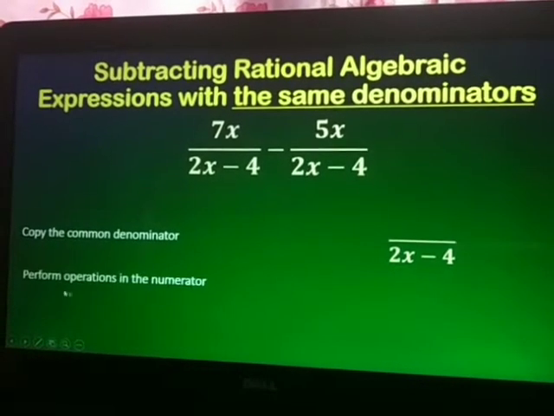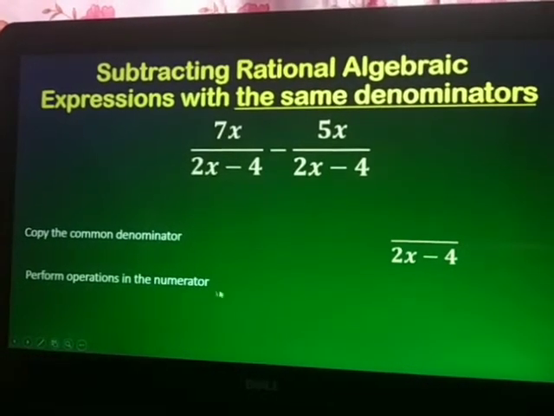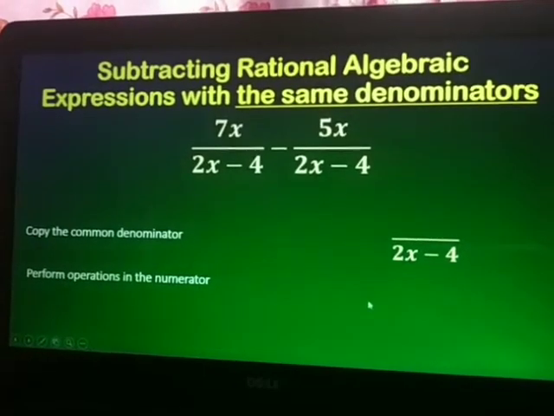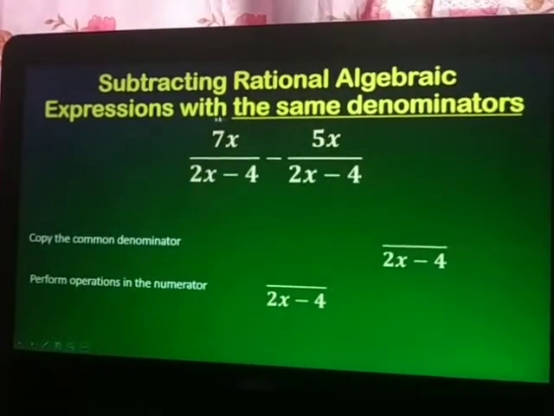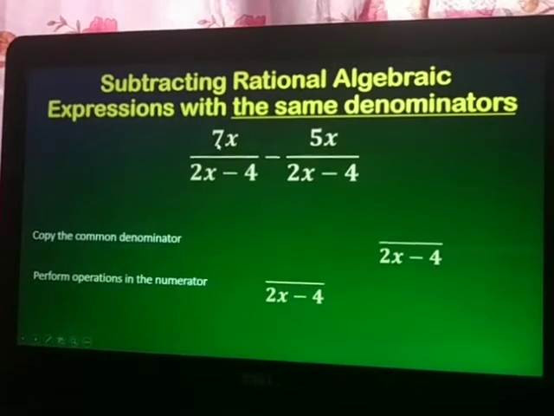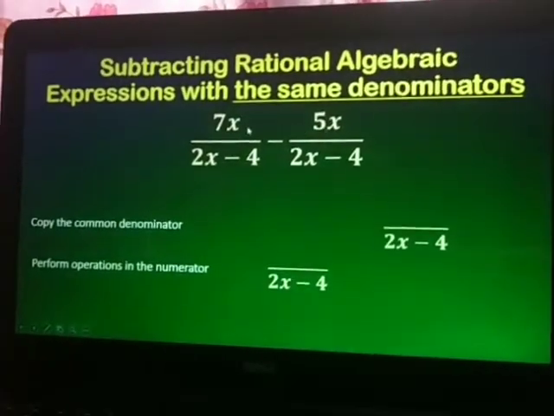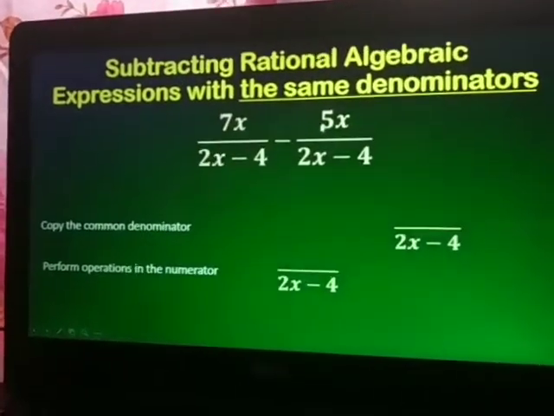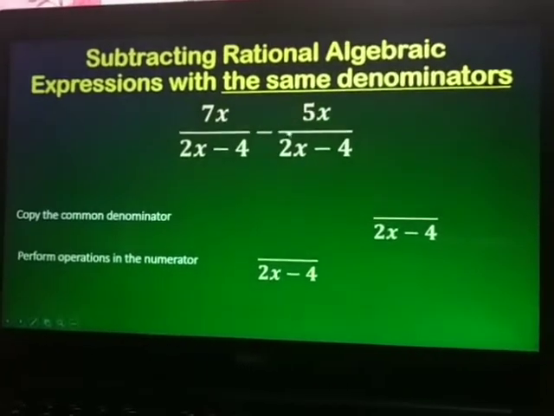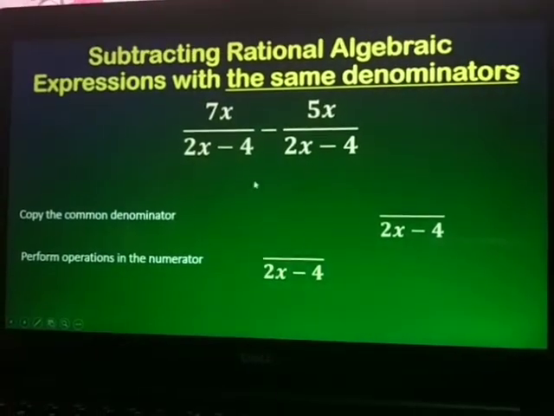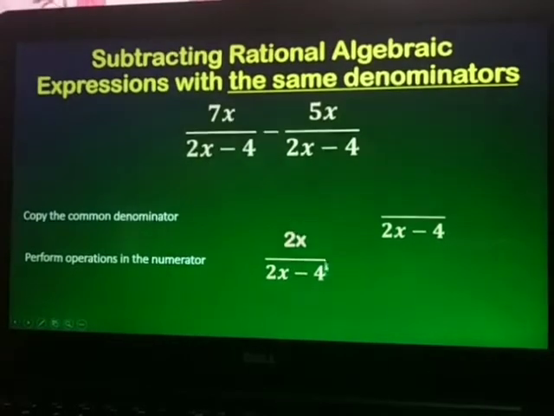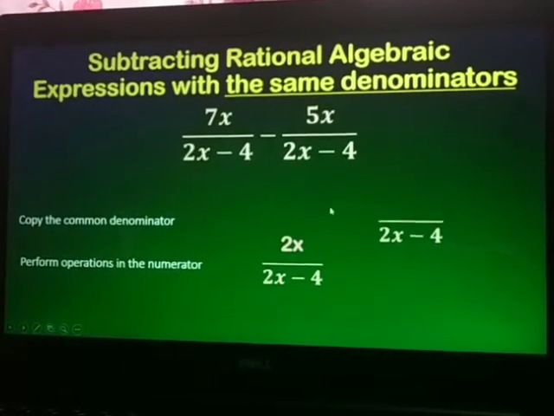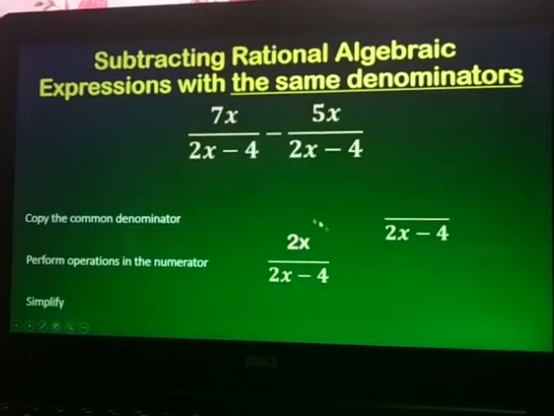7x minus 5x. That's performing operations in the numerator. Copy the common denominator, then subtract. Because they are like terms, 7 has x, and 5 has x also, we can combine them. We can subtract them. 7x minus 5x is 2x. Okay, so here is our answer. And the last part is to simplify our answer.